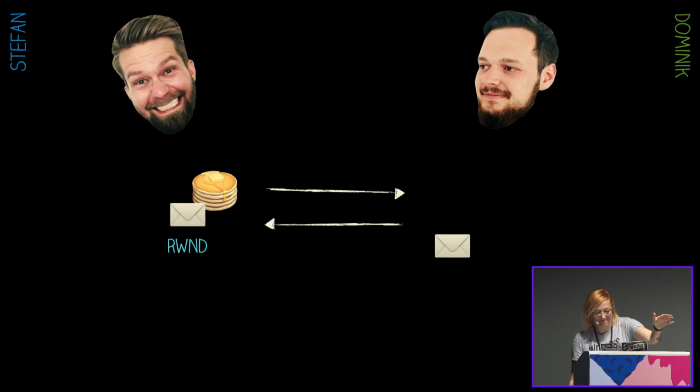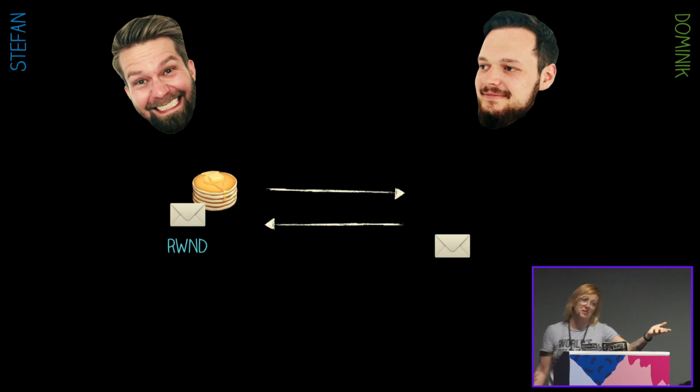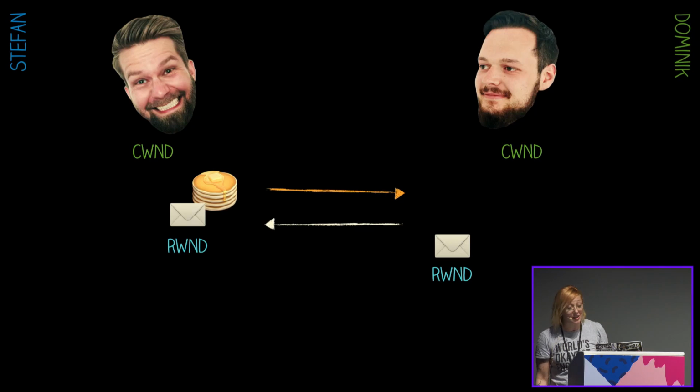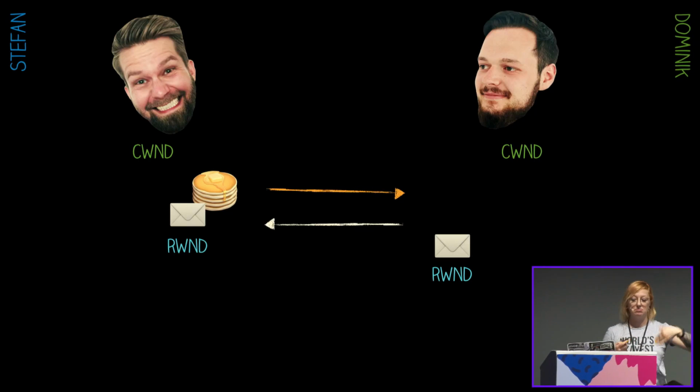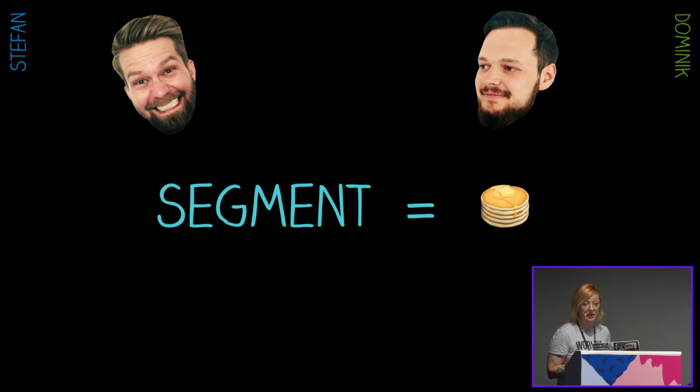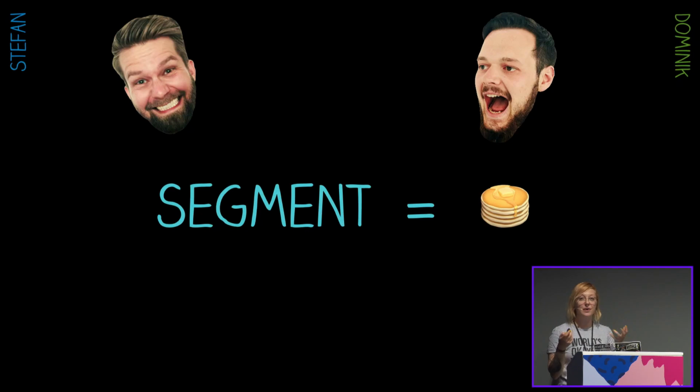Wait. What about the sender and the network? That's important, right? Two more minutes. We don't want to overwhelm them. So this is why we have congestion window size, CWND in short. They are not sent, just known by the person that sends them out. This value defines how many segments can be sent out per package. We get back to that later. So a segment is kind of a batch of pancakes.